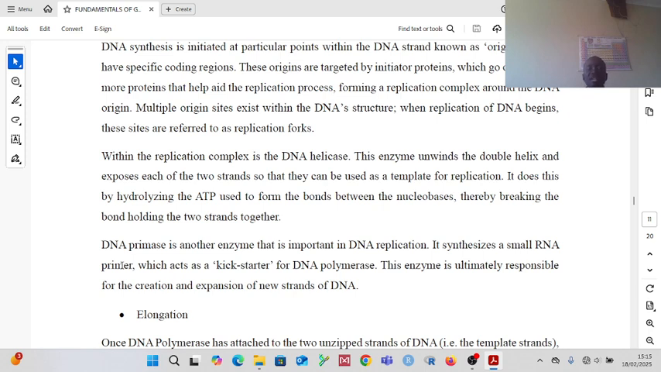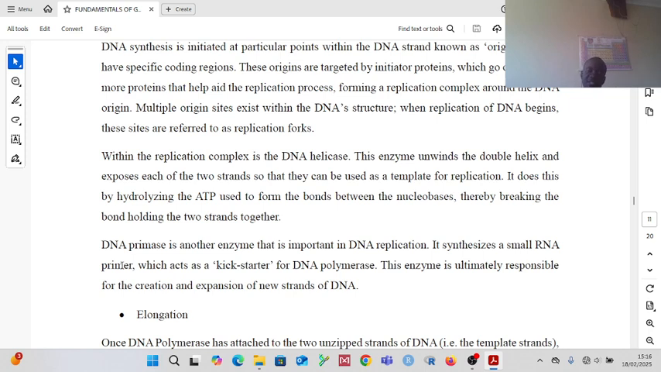Then another important enzyme is the primase, which comes in to synthesize an RNA primer. The RNA primer will act as what kickstarts the process. The DNA polymerase begins the elongation ikiongeza kwa the 3' hydroxyl group yenye iko kwa hiyo RNA primer. So without the RNA primer, the DNA polymerase cannot work. Okay? The DNA polymerase cannot work.